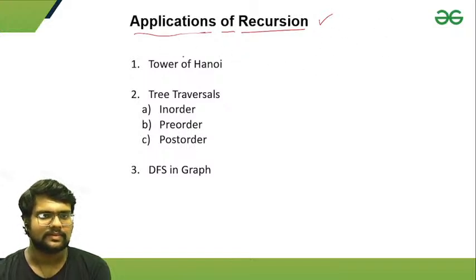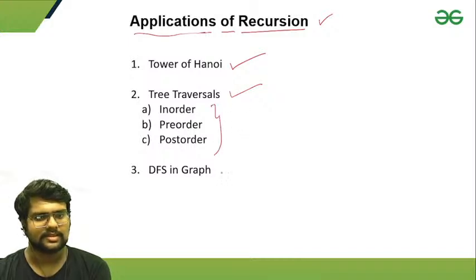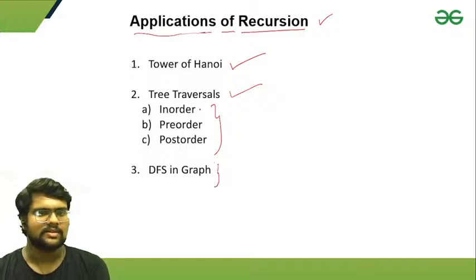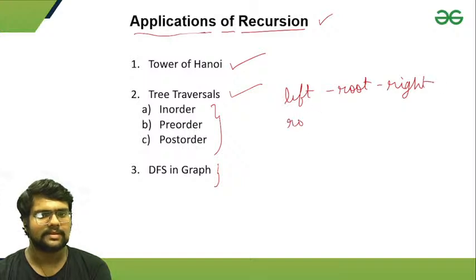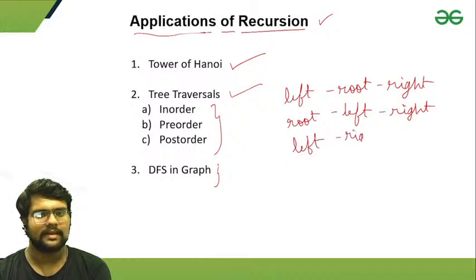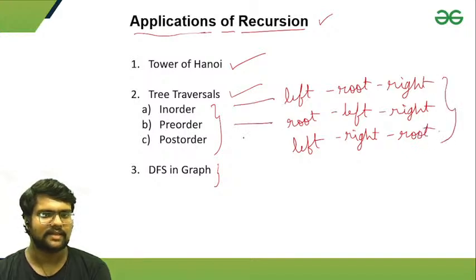We can use recursion to solve tower of Hanoi and tree traversals. These are some standard applications in which in-order, pre-order, and post-order are calculated. Then we can use it in DFS. In in-order, we first traverse the left child, then root, then right. In pre-order, we first visit root, then left, then right. In post-order, we first visit left, then right, and then root, so root is visited last. These are some standard traversal techniques for trees. We will study them when we study trees.